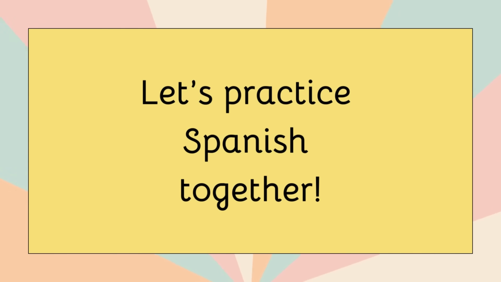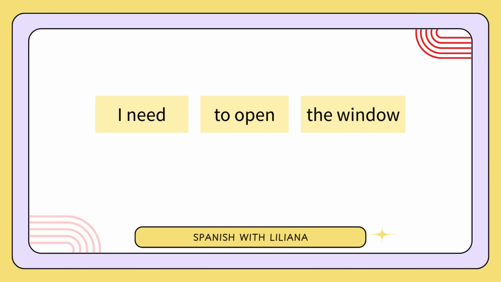Today we're going to work on translating sentences from English into Spanish, step by step. The first sentence is, I need to open the window. How do you say I need in Spanish? Yo necesito. We can drop the pronoun as well and just say necesito. Necesito is the conjugated verb indicating the person already.